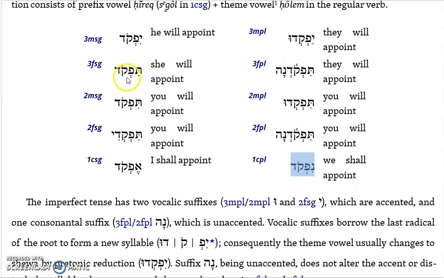So it's important to point out that the third feminine singular and the second masculine singular are identically the same form, and the third feminine plural and the second feminine plural are identically the same form. Now it's going to be important for you to memorize this pattern so that you can apply it to any other strong verb. So if you had katav, it would be yiktov, tiktov, tiktov, tiktevi, and so on and so forth.